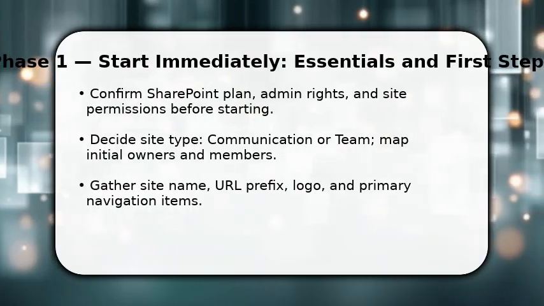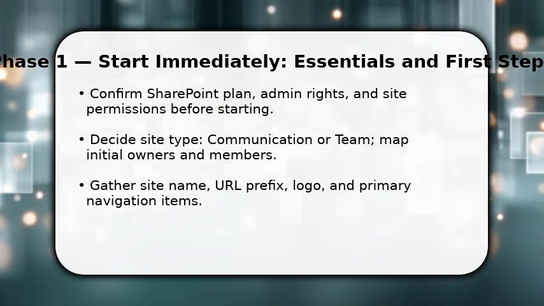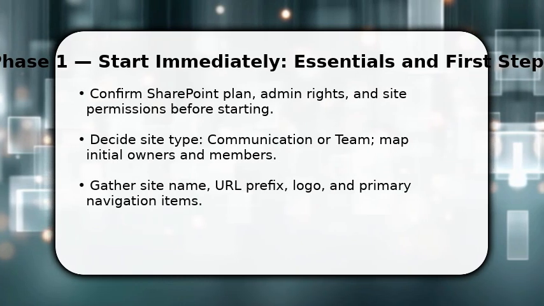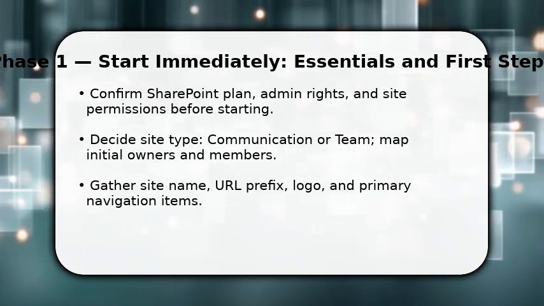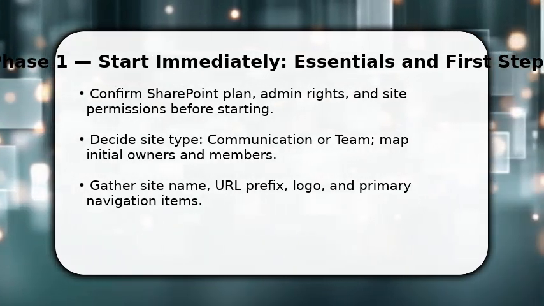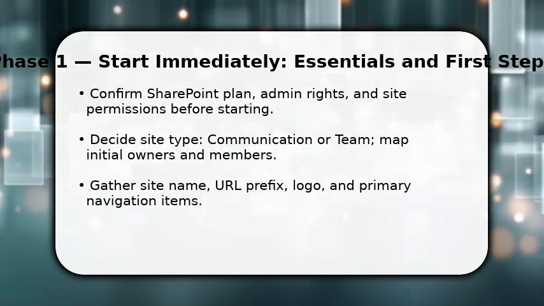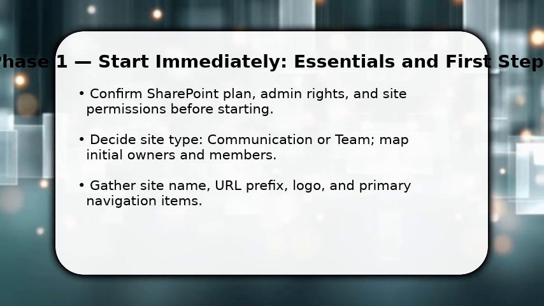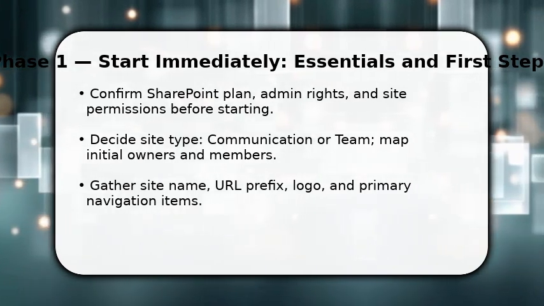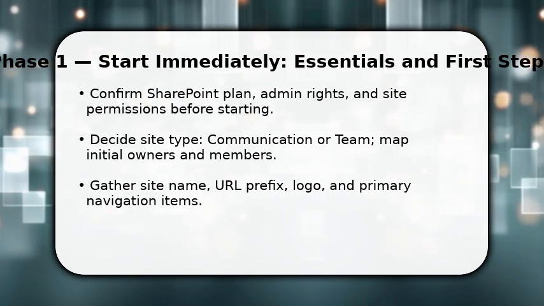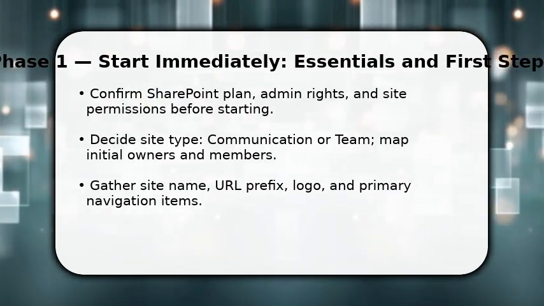You have admin rights and a plan. Start now. In the SharePoint Admin Center, click Create Site and choose Team or Communication based on collaboration needs. Name the site clearly, because the URL derives from it. Once named, set the privacy level and add at least one owner. Upload a logo and pick a site classification if required. These steps establish structure and permissions up front, so you won't need major reorganizing later.